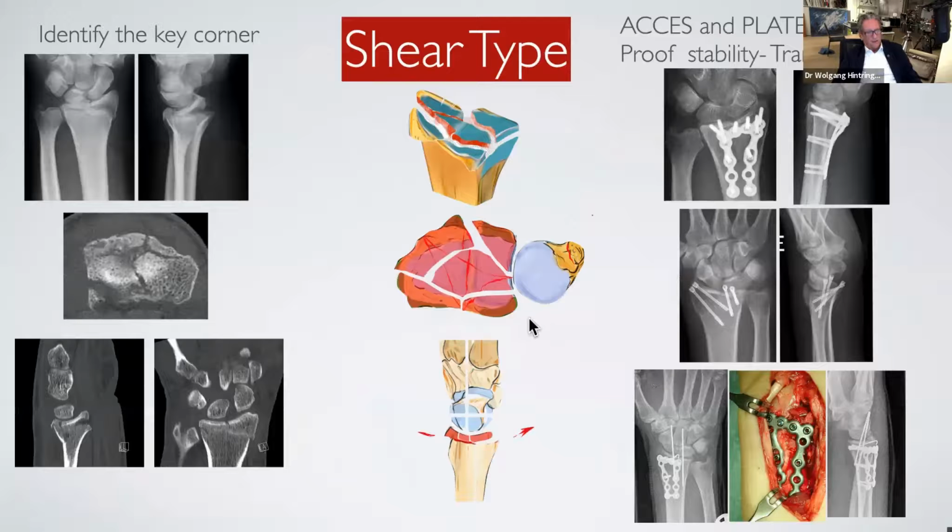Shear type, one of the very ugly fractures. We have already said that there we have some fragments which have no junction to the ligamentous stabilizations, like this central fragment. You have to use plates. It's difficult to reduce them.